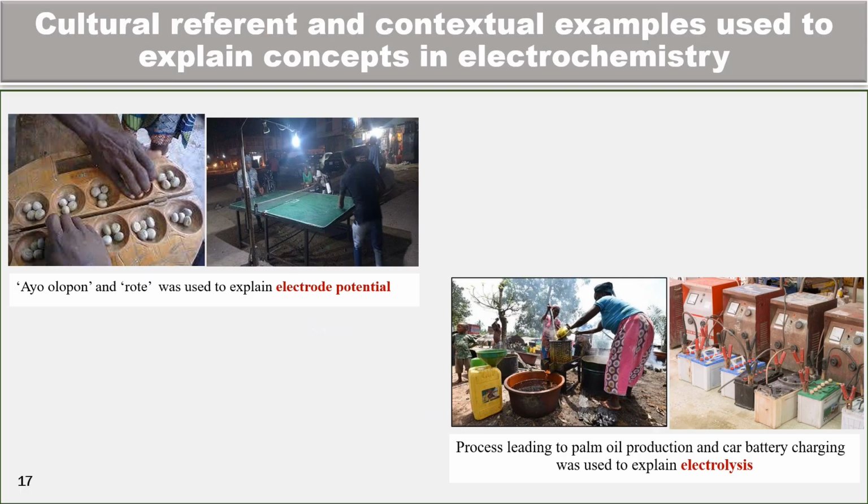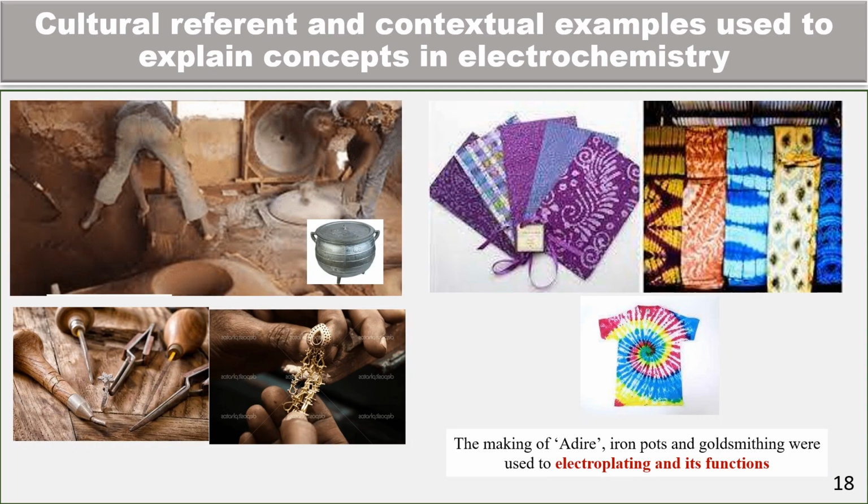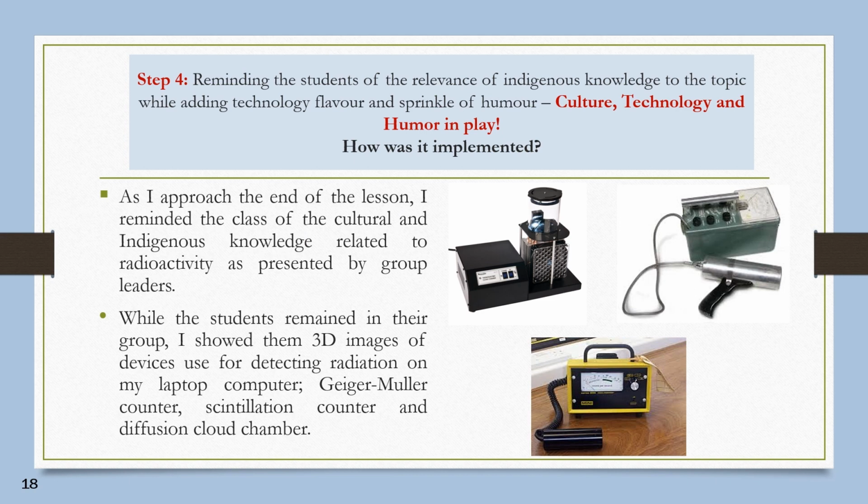These are other examples that we used to explain electrolysis or electrochemistry in one of our lessons. You could see up here, electropotential was explained through Ayo Olopon and then through table tennis. You see electrolysis here being explained by the battery charger activities, and then the making of palm oil. These are further examples. So that is step 3, because in step 2, the students have summarized their findings, and then you have also buttressed with your own findings.